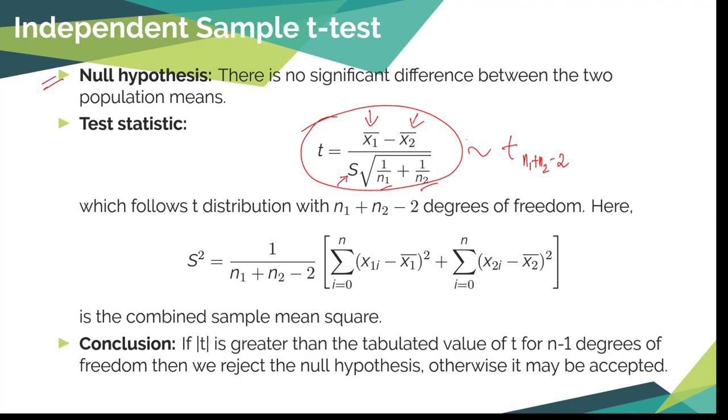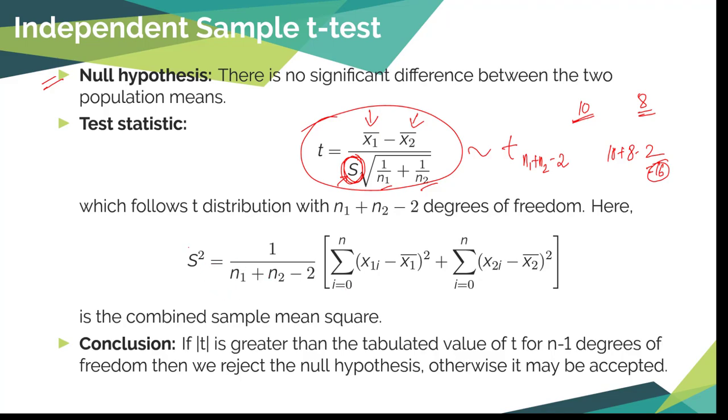So when we look into the table value, we will have to look for n1 plus n2 minus 2 degrees of freedom, right? Suppose in your first sample you have 10 observations and in your second sample you have 8 observations. So the degrees of freedom will be 10 plus 8 minus 2 equal to 16, for which you will have to refer to the tabulated value. Now how to calculate this combined root mean square? You will have to use this formula, right?